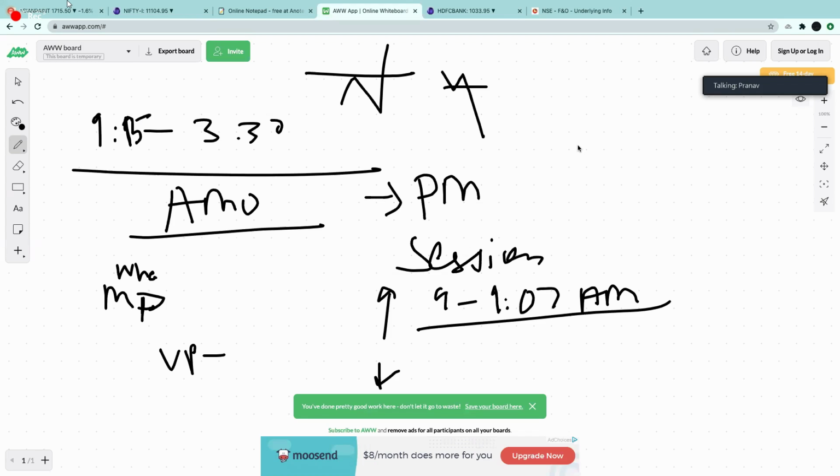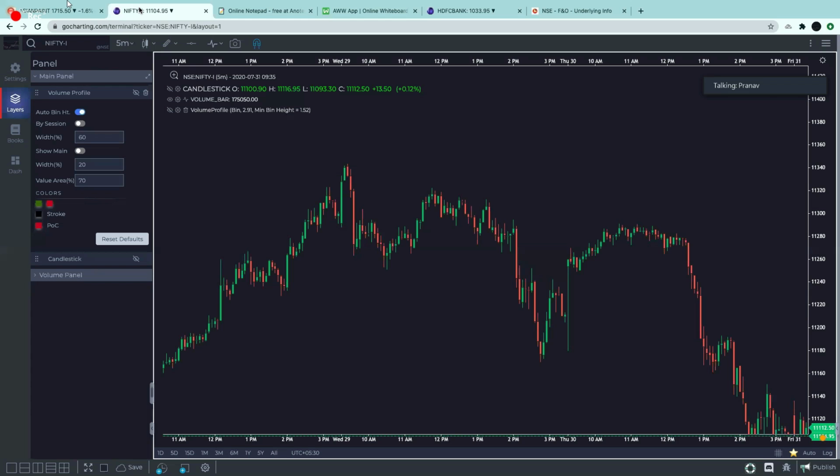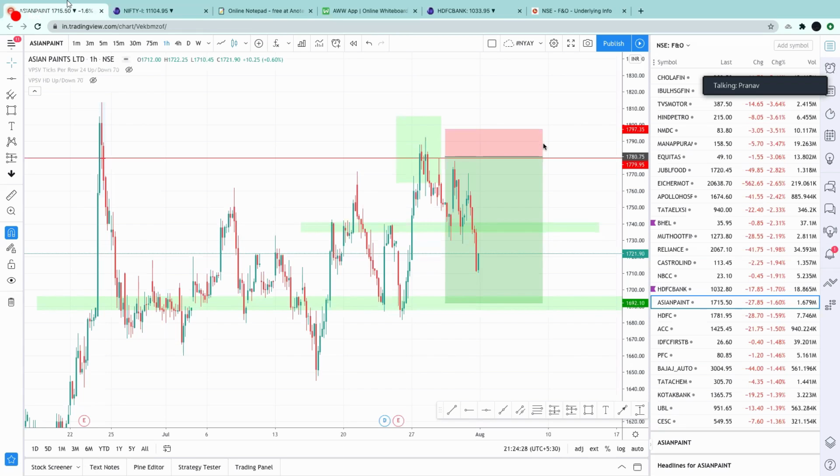During trading hours, if I'm busy, Rahul, is the same question again. How to use volume profile in index? I already showed how to use volume profile in index. You'll have to come to Go Charting. That's the only place where you can see volume profile in index.